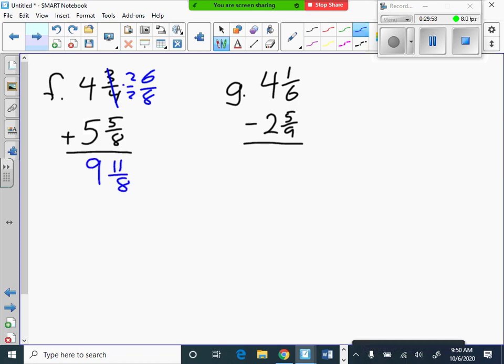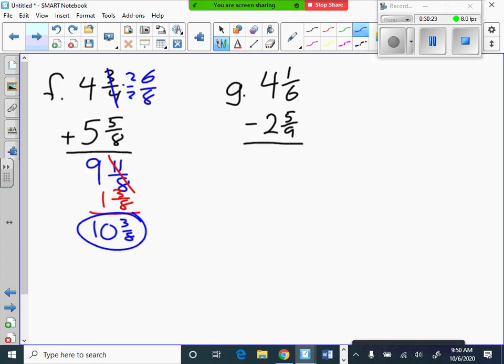5 plus 4 is 9. I like to take my 11/8 and make that 1 3/8, so my total becomes 10 3/8. What's wrong? Anybody who missed it, do you understand what you did wrong? Do you have any questions?